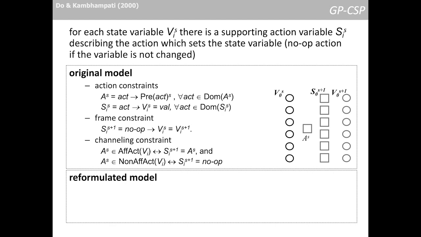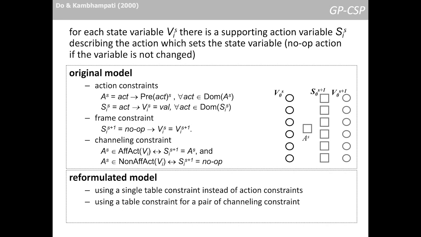Again, this model uses implication constraints, so we can reformulate it using table constraints that encode all the action constraints, and also the channeling constraints can be encoded using the table constraint. The frame constraint is kept again in logical form. So this is the second model, and let's look at another model, which is based on a different idea.